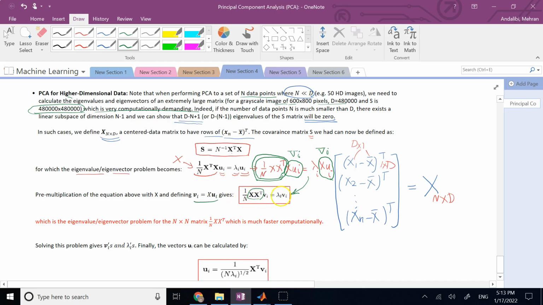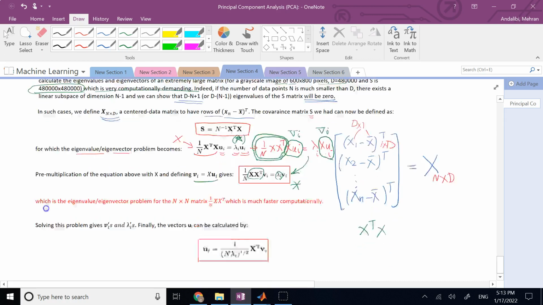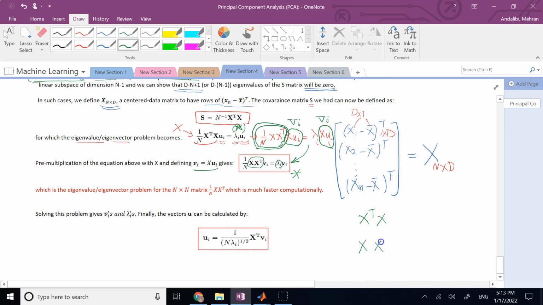The eigenvalues of this problem are the same as the eigenvalues of the original problem. So they share the same lambdas, right? That's the good thing. Whatever lambda I find for this problem is the same as for this problem here. And what's so good about the second one that is not good about the first one? It's the dimension, as I told you. What is the dimension of X transpose X, and what is the dimension of X X transpose? Let's look at the difference.